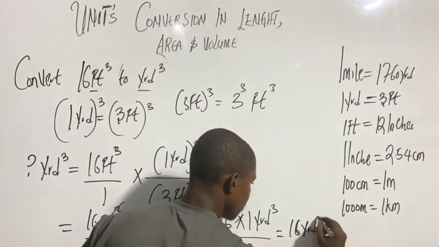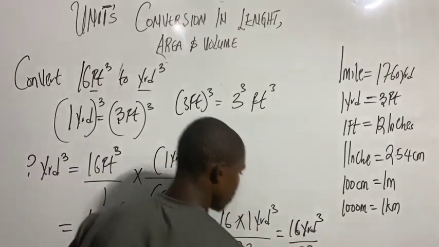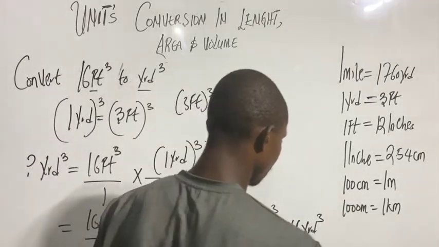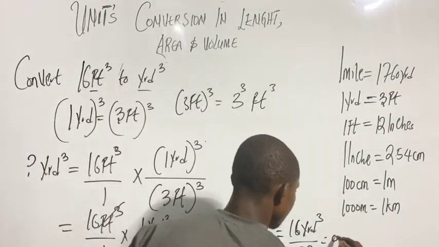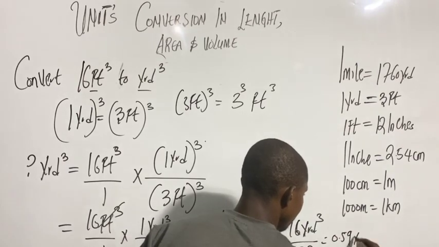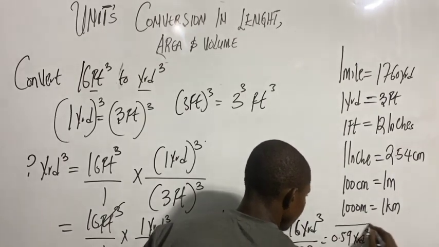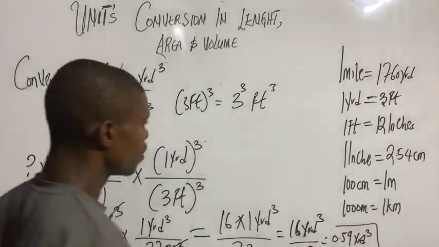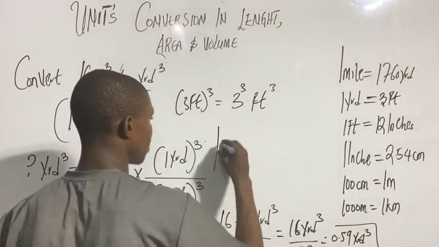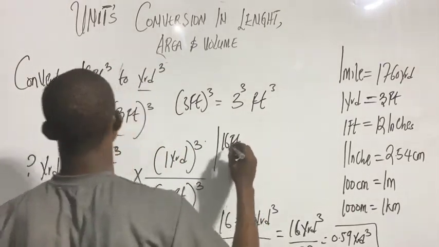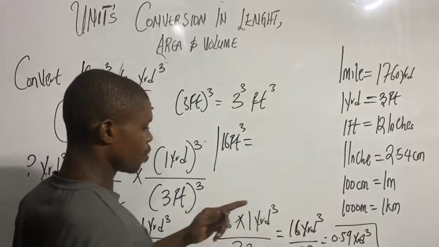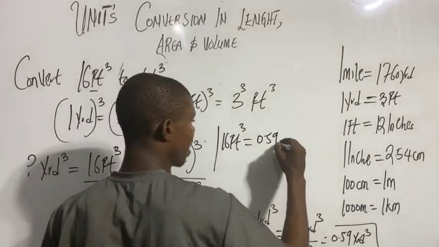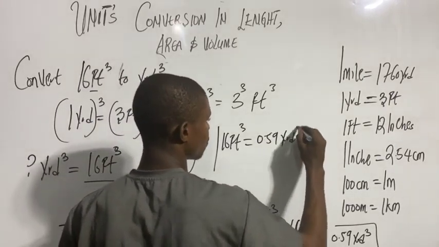16 yard cube over 27. So now let's do the calculation here. So here we go, 0.59 yard cube. What does it mean? It means that 16 feet cube is equal to 0.59 yard cube.